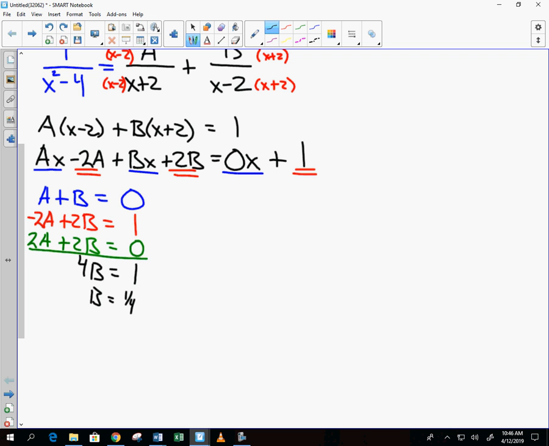Now they know that B is a fourth. Can I figure out A? What is A? Negative 1/4.